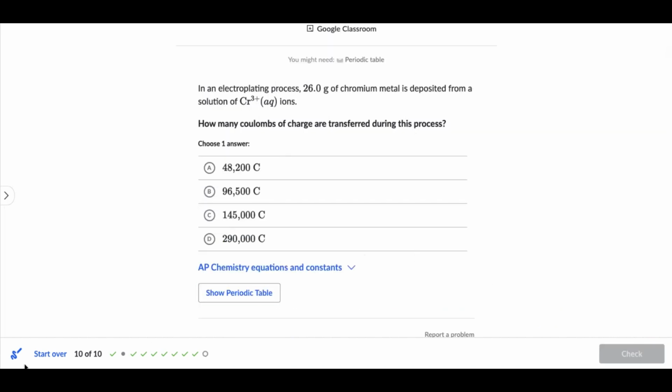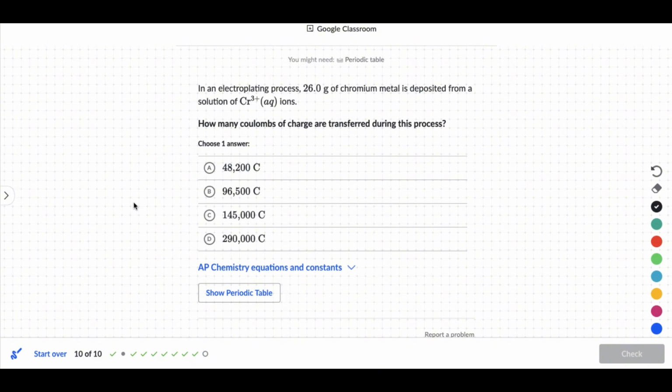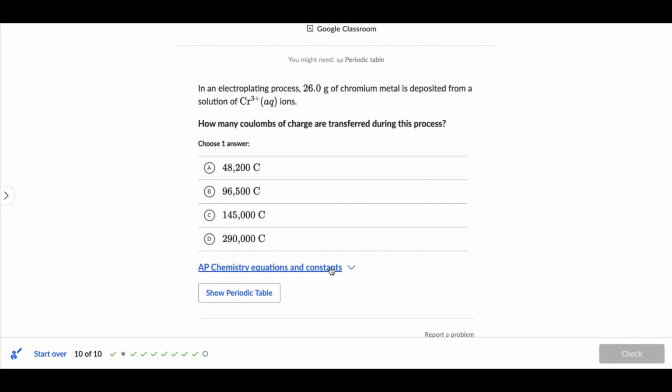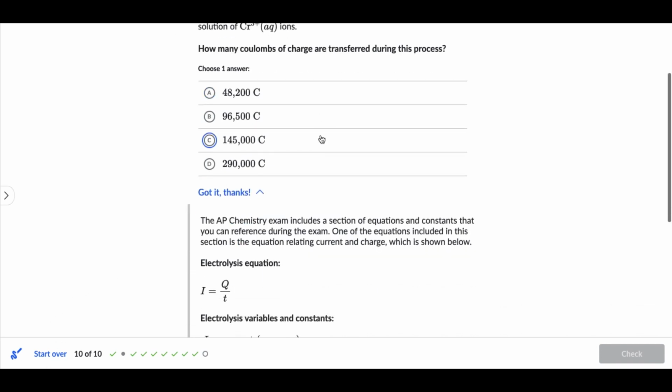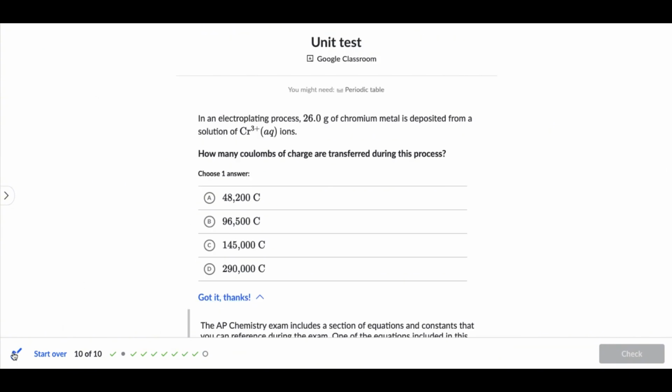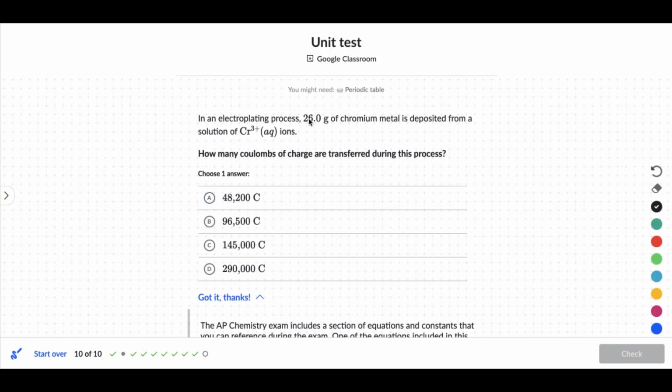Okay, last question. In an electroplating process, 26 grams of chromium metal is deposited from a solution of chromium ions. How many coulombs of charge are transferred during this process? So we need to find Q, right? We're going to do it real quick. So obviously we're going to write the reaction first. Our chromium ions need to be reduced by 3 electrons in order to turn into chromium solid metal.